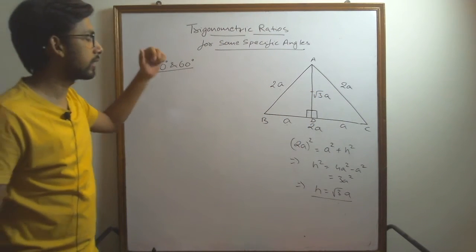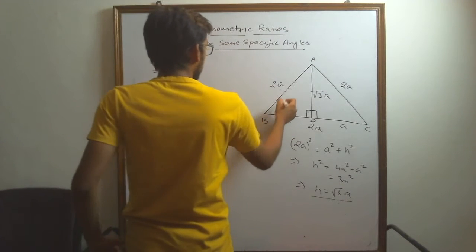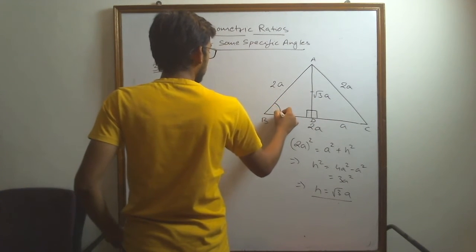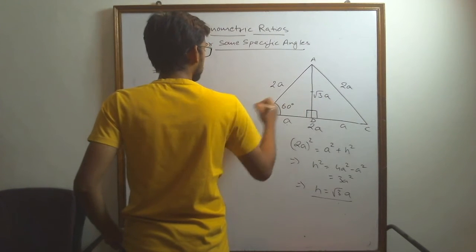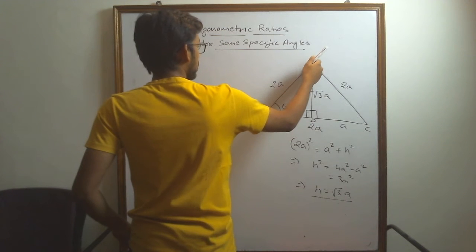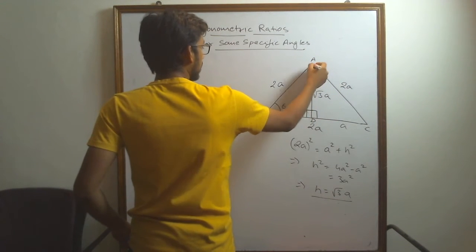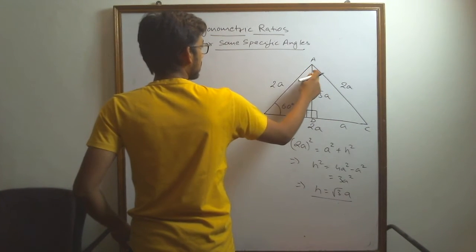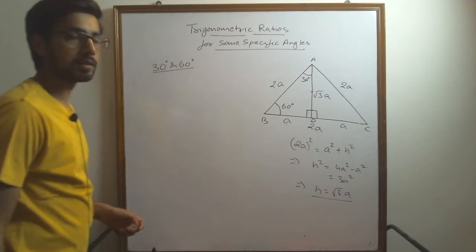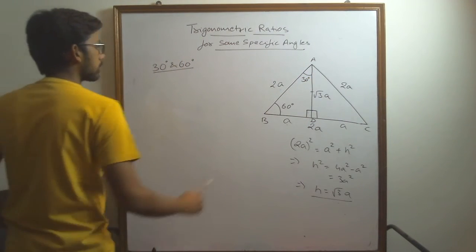Alright, now let's look at the angles. An equilateral triangle has all angles 60 degrees, so angle B will be 60 degrees or pi by 3 radians. And since these two triangles are congruent, AD will bisect this angle. So this angle will be equal to this angle. So this angle is 30 degrees or pi by 6 radians.